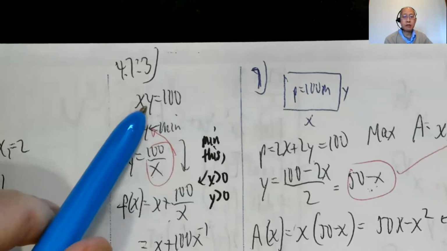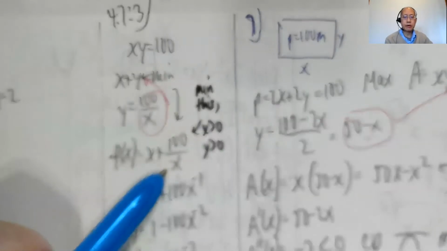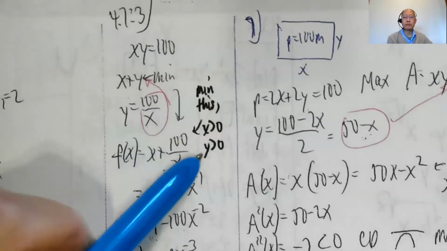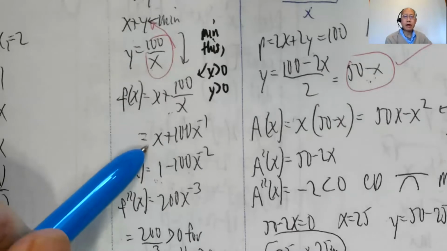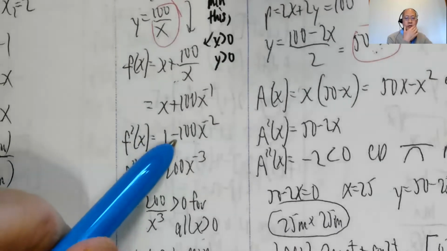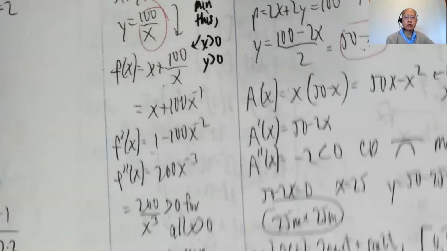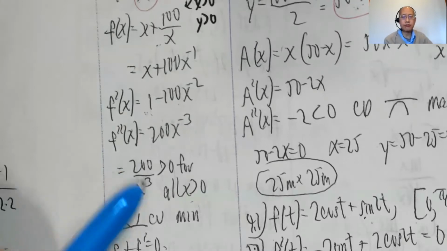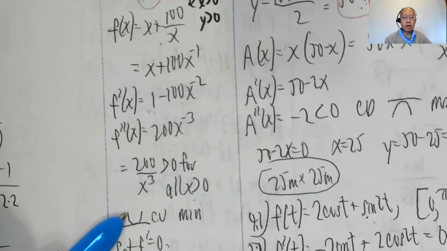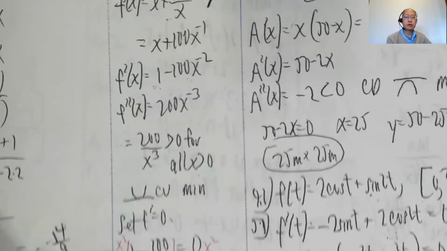Well, if I divide here by x, y is 100 over x. So f of x is x plus 100 over x. I'm trying to minimize this where x and y are both greater than 0. So I rewrite it as x plus 100 x to the negative 1. F prime of x is 1 minus 100 x to the negative 2. Double prime is 200 x to the negative 3, which is 200 over x cubed. That's greater than 0 for all x greater than 0, which means I have a concave up situation, which is a minimum.